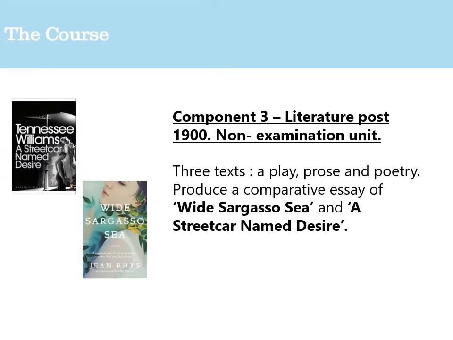Component 3 is literature post-1900. So you'll be looking at 3 texts, a play, prose and poetry. You'll be looking at Carol Ann Duffy's Rapture, Tennessee Williams' A Streetcar Named Desire, and Jean Rhys's Wide Sargasso Sea, which is a feminist response to Jane Eyre by Charlotte Bronte.